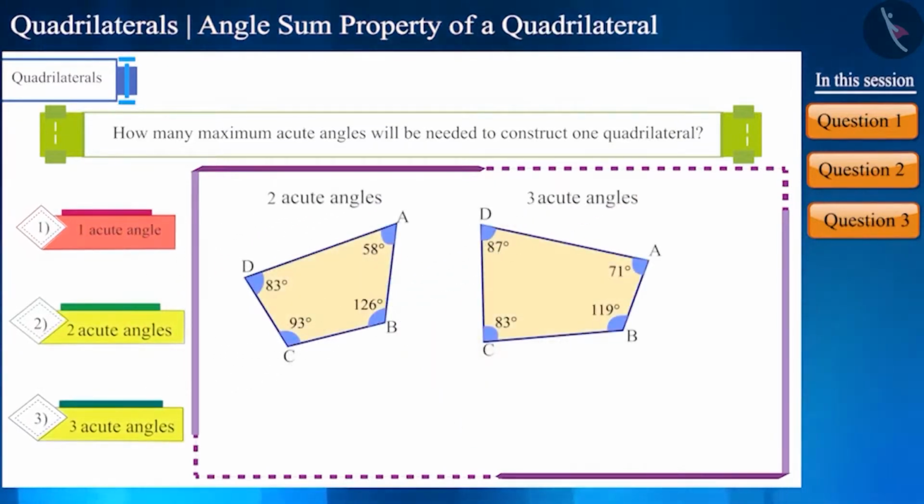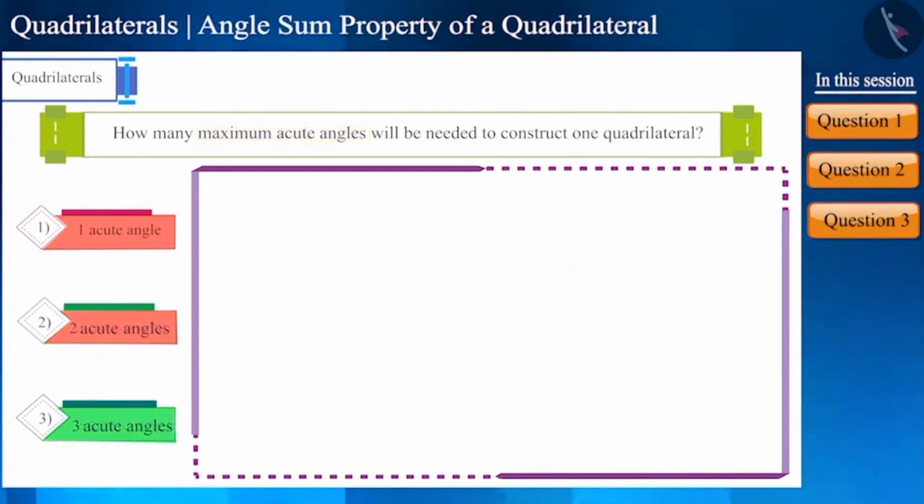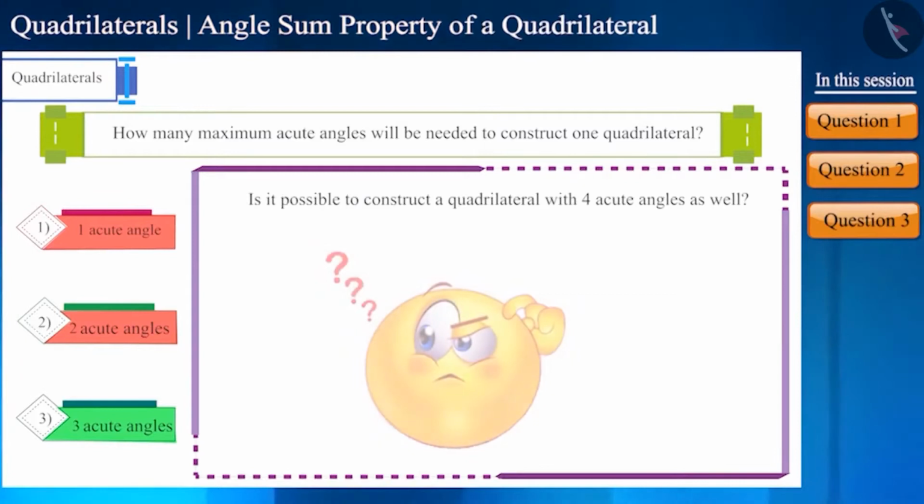Similarly, for the remaining 2 options also, let's create a group of angles in such a way that there are 2 and 3 acute angles respectively. You can still see that the construction of a quadrilateral is possible. According to the question, we have to find the maximum number of acute angles, so the correct option will be 3. But friends, is it possible to construct a quadrilateral from 4 acute angles? You can throw light on this with the help of your teacher and classmates.